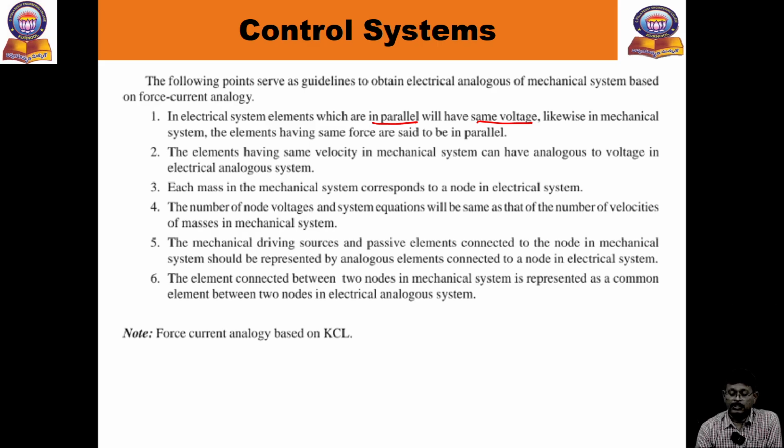Then an electrical element connected between two nodes is represented in the mechanical system as a common element between two nodes. So in the force-voltage analogy you are using the KVL, and in the force-current analogy you are applying the KCL. Current is KCL, voltage is KVL.